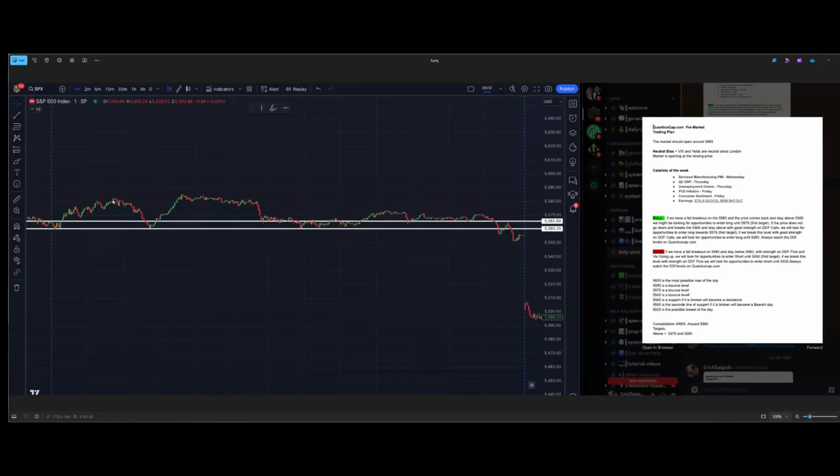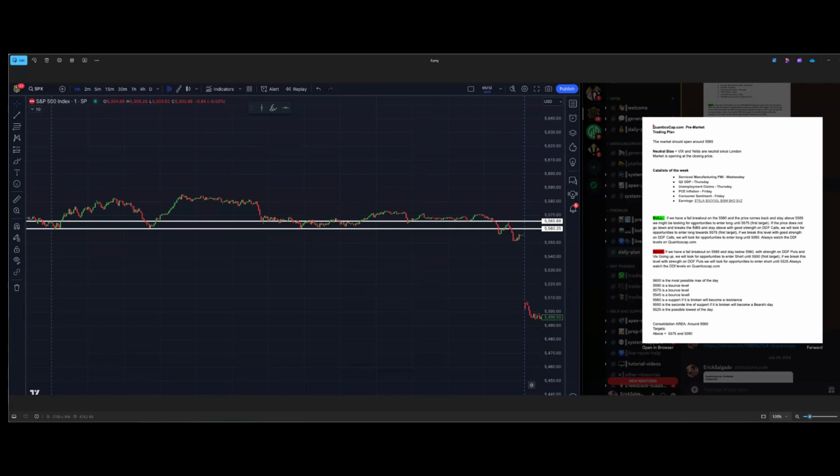So again, another kind of consolidated day, but let's see what the trading plan has for us. So we have a pretty neutral bias. And if it's a bull market, let's see. If we have a failed breakout on the 55.60, which means if we don't break this second line here, and it comes back and it stays above 55.65, which is this first line here, then we'll look for opportunities to enter long until 55.75, which is right around this middle area.